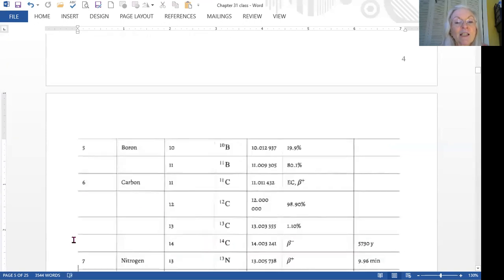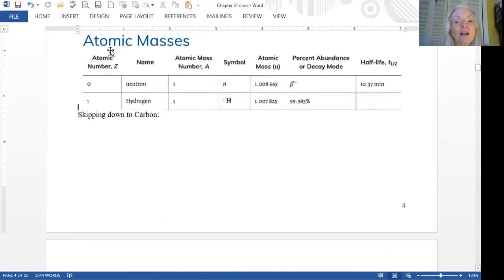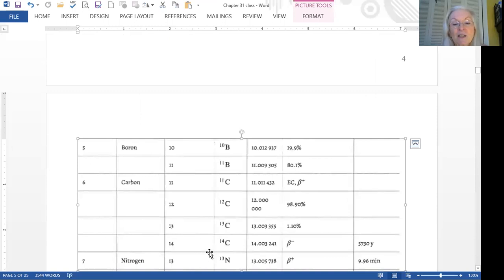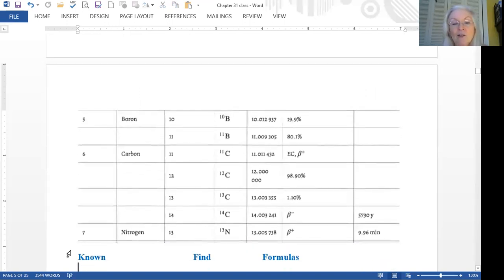So we will need this section of Appendix A, because we'll need to know the mass of a neutron and the mass of a proton. Remember, we get those from the first 2 entries in the table. And then we'll also need the information for carbon-14. And you can see it's right here. The mass of a carbon-14 atomic mass is 14.003241 U. And we'll put this in our little list of knowns.